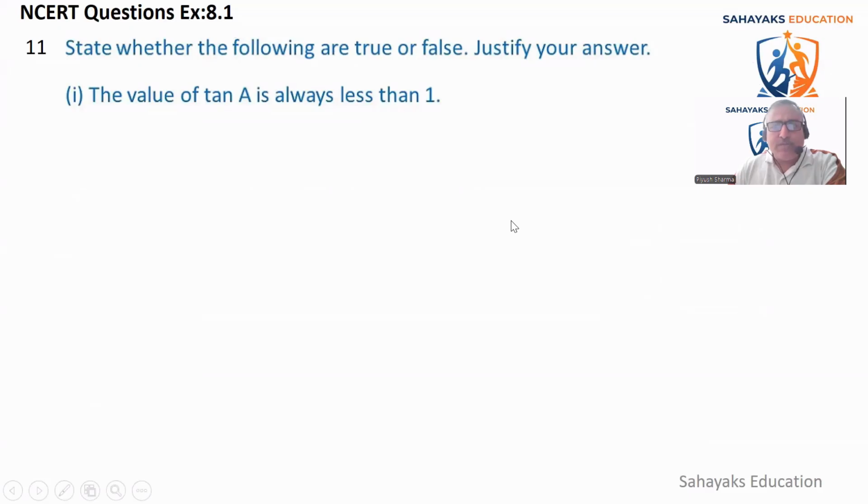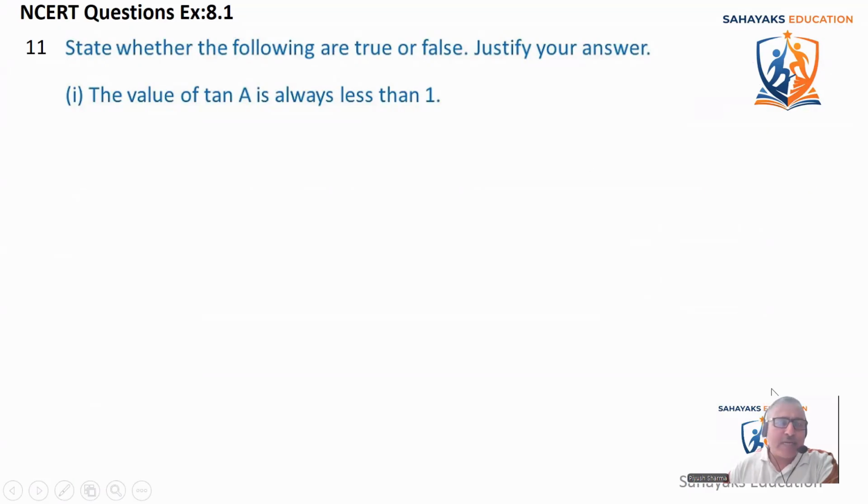Okay, so we discussed various things, trigonometric identities, trigonometric ratios. And now we're starting with the last question of 8.1 to continue with this chapter. State whether the following are true or false. Justify your answer. So we have to find out whether this thing is true or false. Tan A is always less than 1.